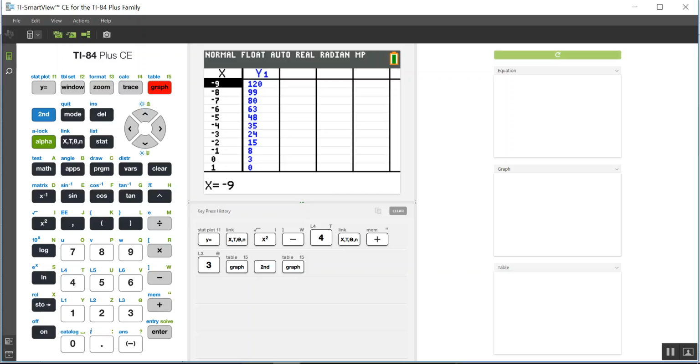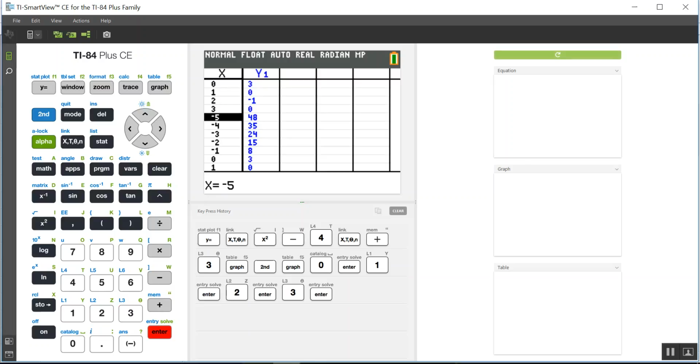But the main thing I want to do is I noticed that the x of my vertex was 2, so I'd like to choose 2 values smaller than that and 2 values larger than that. So I can just go ahead and put in 0, enter, 1, enter, 2, enter, 3, enter, and 4, enter. And those give me my values that I'm going to put in my table.